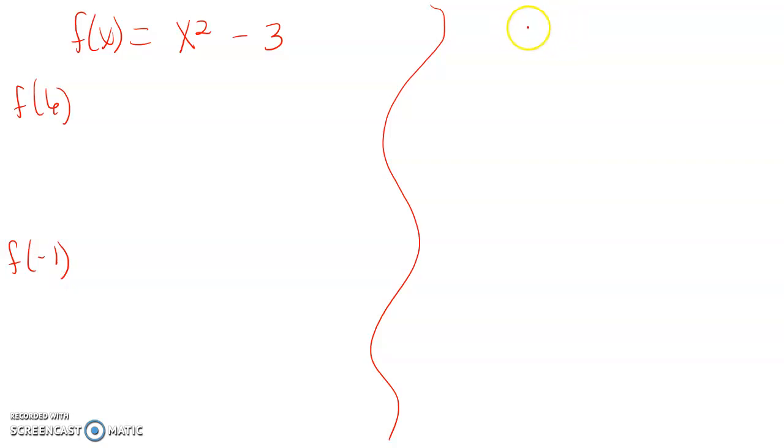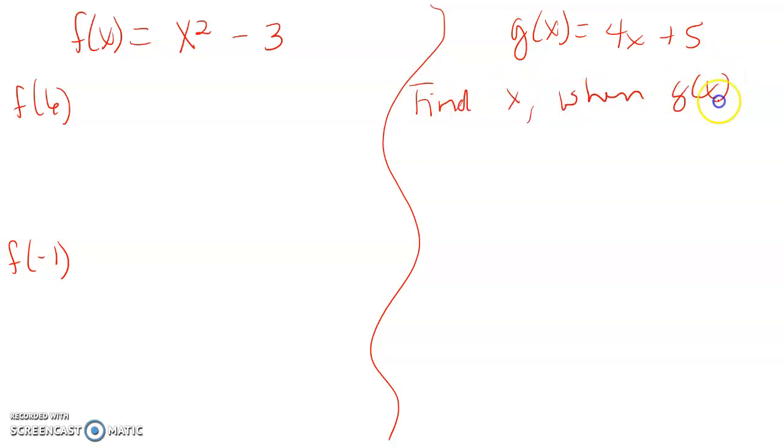On the other side, we'll have g of x equals 4x plus 5, and you're going to find x when g of x is equal to, give me just a second, I'm trying to make sure I come up with a number that works properly. When g of x equals 25. Okay, so go ahead and give those a try. Pause your screen, work them out, and then hit play and see how you did.